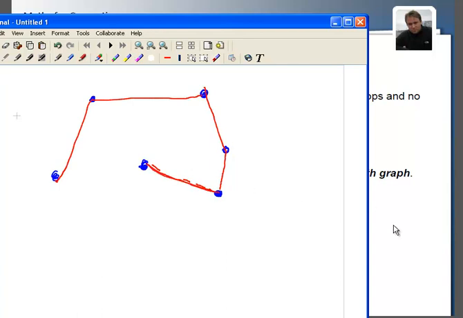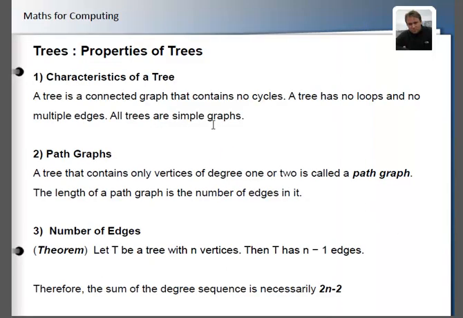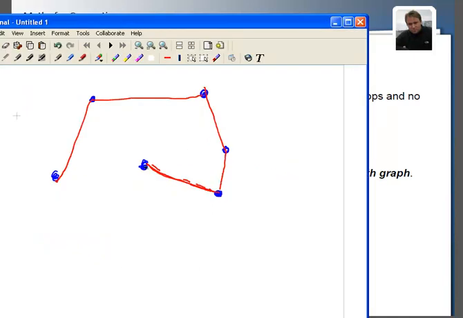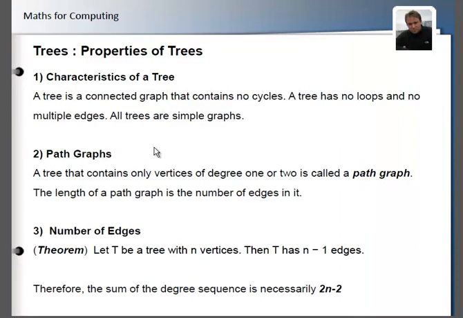Now, all trees are simple graphs. So there are no multiple edges between vertices. For example, if I was to put another edge here, that would also disqualify it as a tree. So that's another no-no. So all trees are simple.